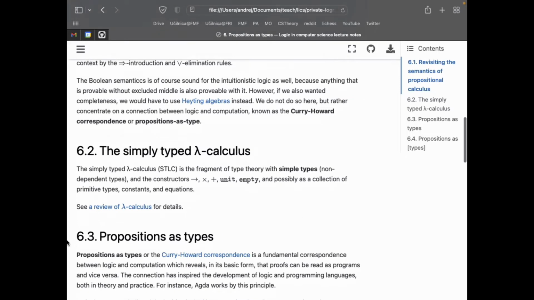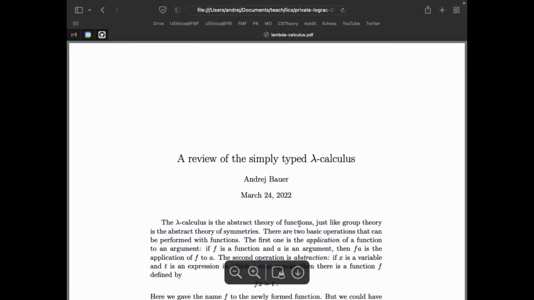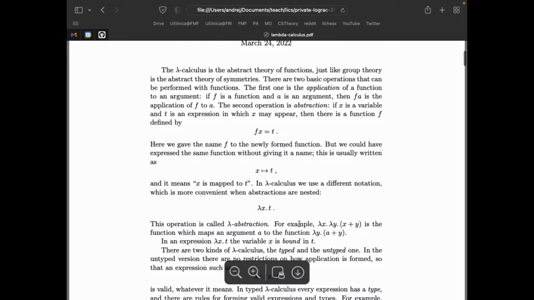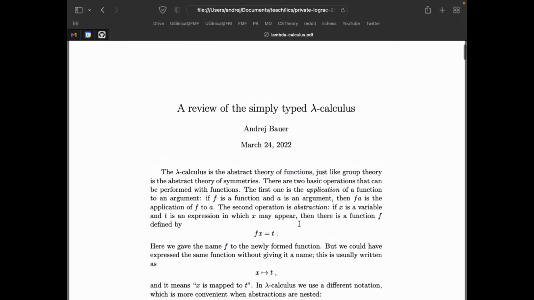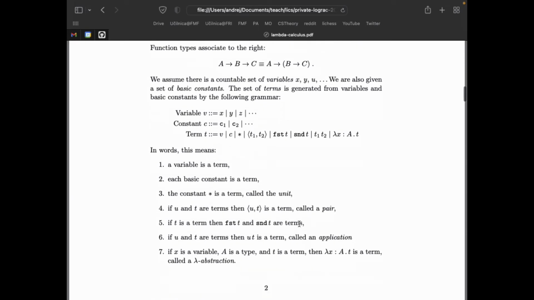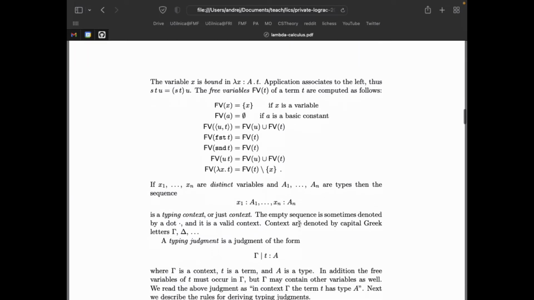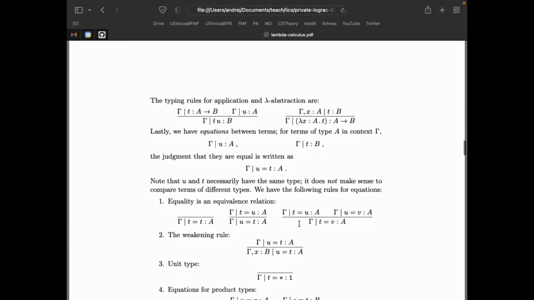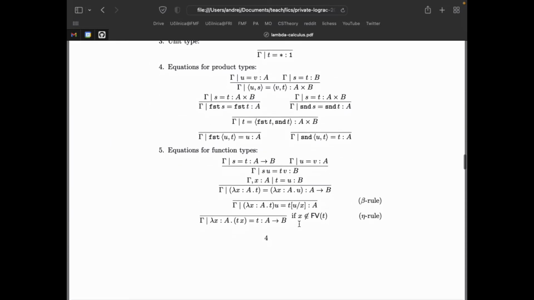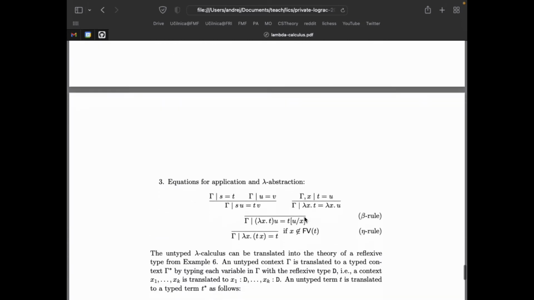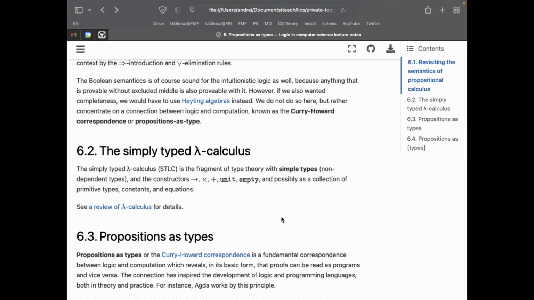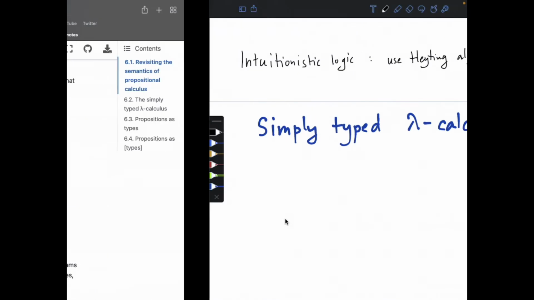The simply typed lambda calculus here is a review that I took out of some categorical logic notes that I wrote with Steve Awodey a while ago. It's just one section, and it explains the simply typed lambda calculus in gory detail. So you can have a look at this, and there are examples and all of that. And just so you know that you're not short on reading material.